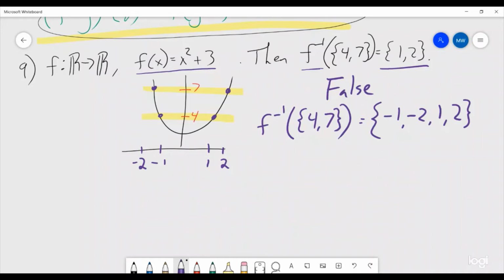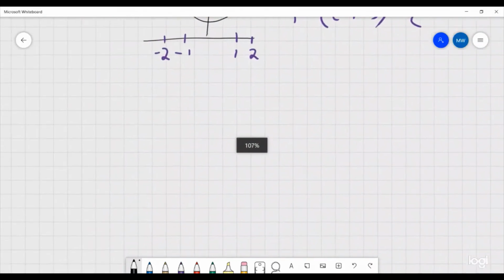Okay. So then does it just not have an inverse if it's not injective? Correct. It does not have an inverse if it's not injective. It has an inverse relation, and that's what this preimage is saying: the inverse relation of 4 and 7, those are all going to be -1, -2, 1, and 2. But there is not an inverse function because it's not injective. Okay. Yeah. Sounds good. Alright.